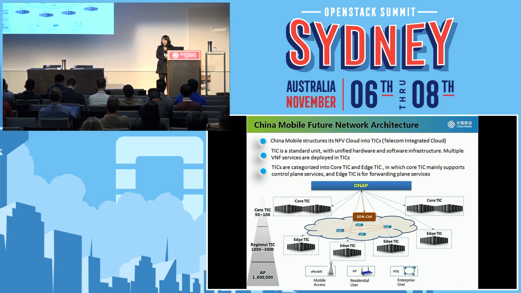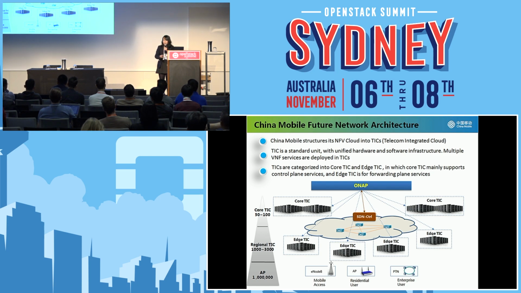This is our future network architecture. Like you see, we structured the whole network into what we call TICs. It's Telecom Integrated Cloud. It is a standard unit with unified hardware and software infrastructure. And multiple VNF services will be deployed in one TIC, and they will share the virtualized infrastructure.